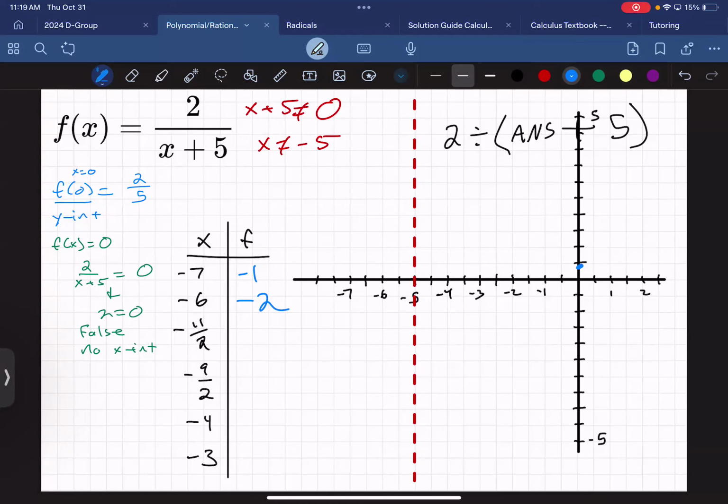Did you get -2? What happened? I don't know. It's not happening. Do you still have that in your calculator? Did you clear it out? Yeah. All right, start by typing -7 and hit equals.